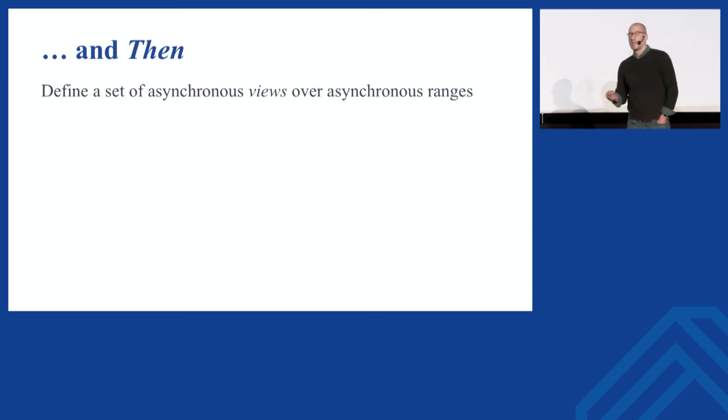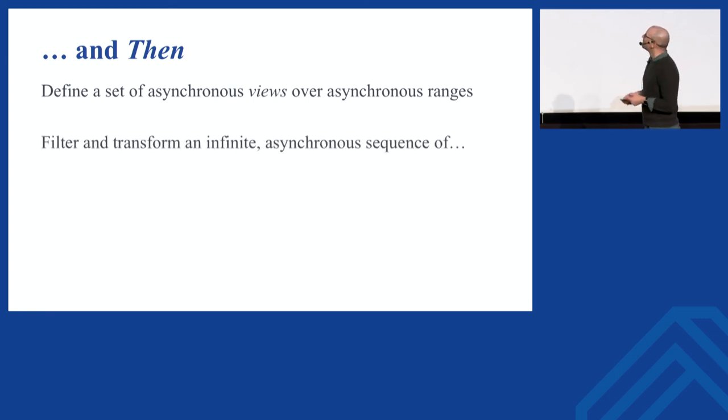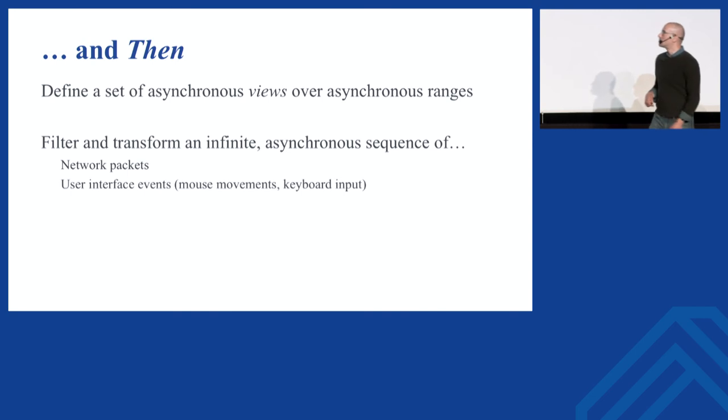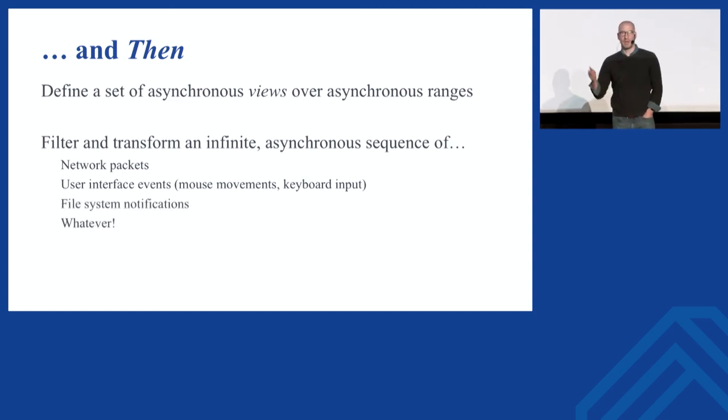So once we have this concept, an asynchronous range, we can define a set of asynchronous views over asynchronous ranges. So for instance, the filter view, the transform view, every sort of view that you could possibly want. We can define those on asynchronous ranges just as easily as we can define them on synchronous ranges. So now we can imagine that we can filter and transform an infinite asynchronous sequence of network packets or user interface events, mouse movements, keyboard input, whatever, right? File system notifications, whatever. On-demand computation.